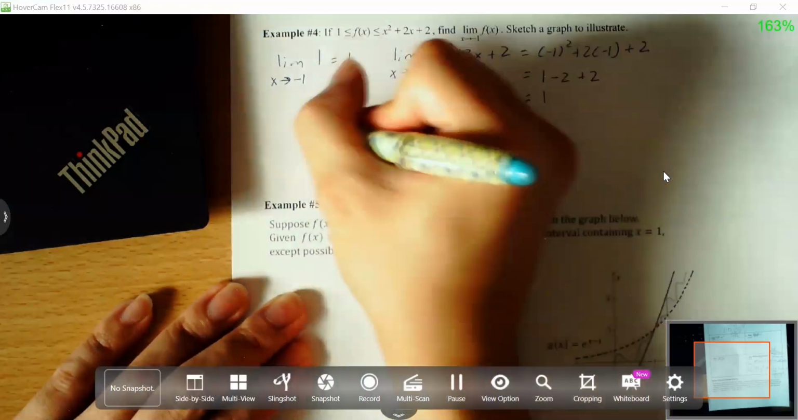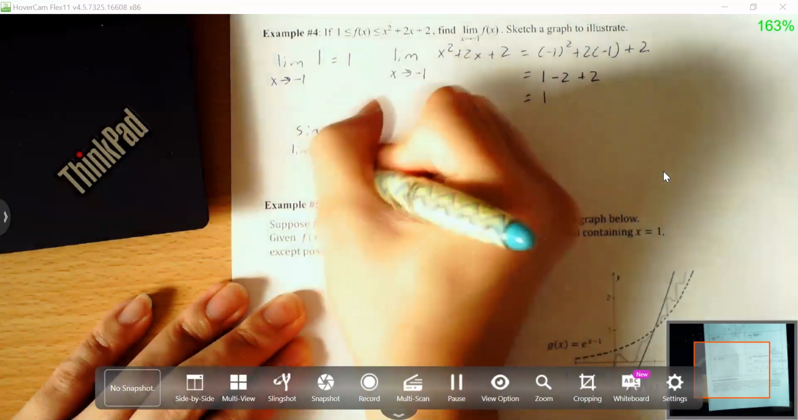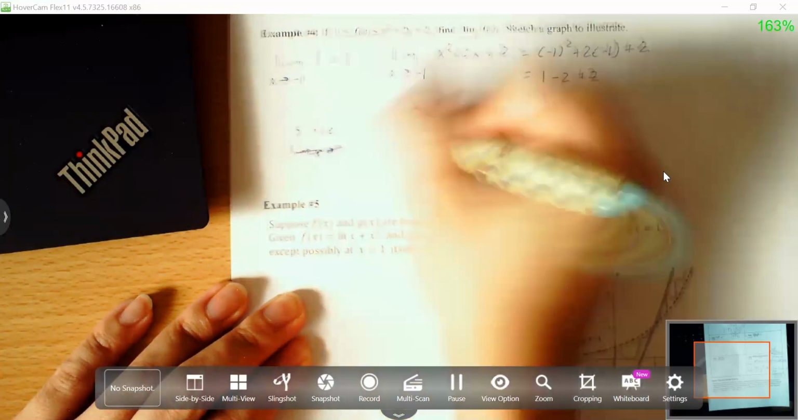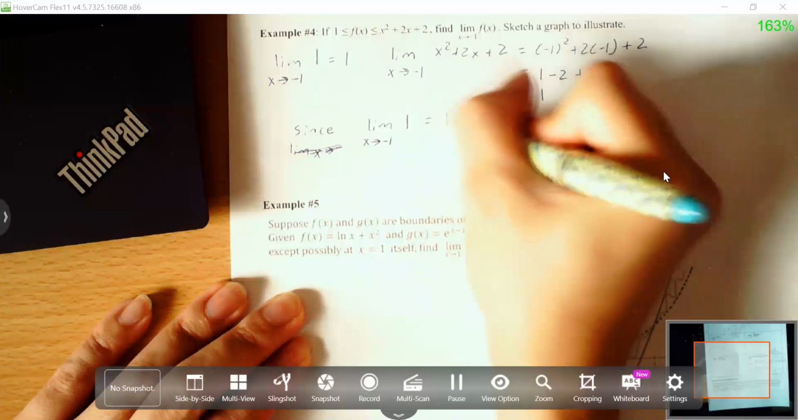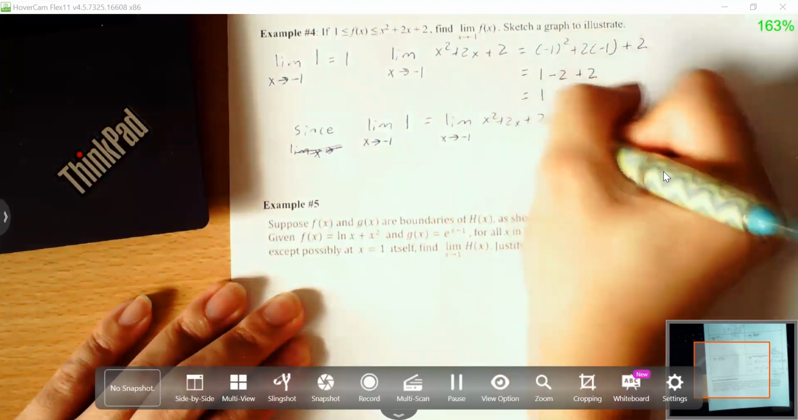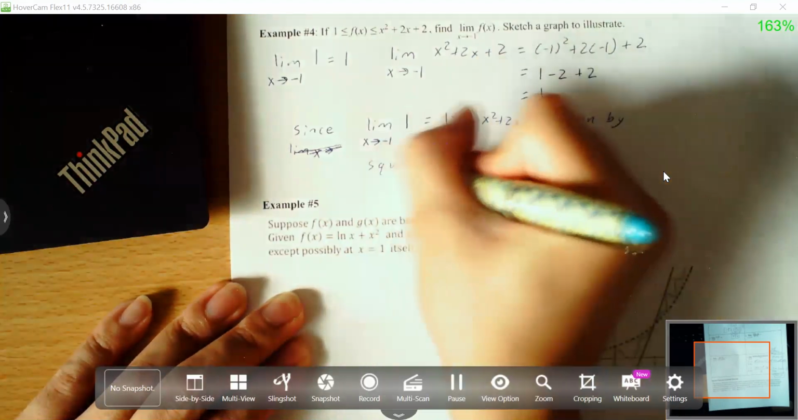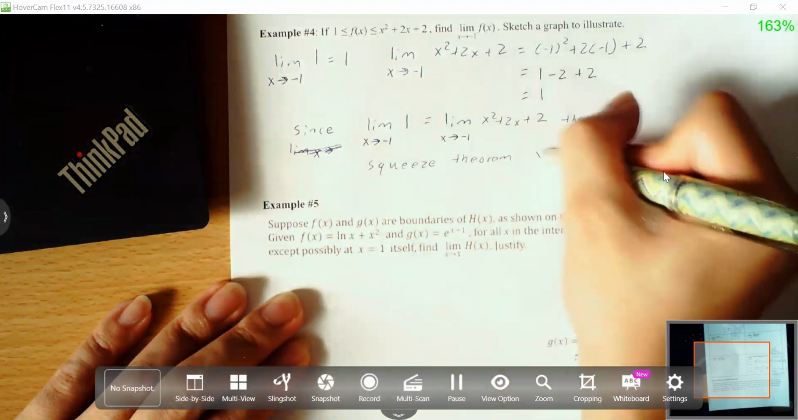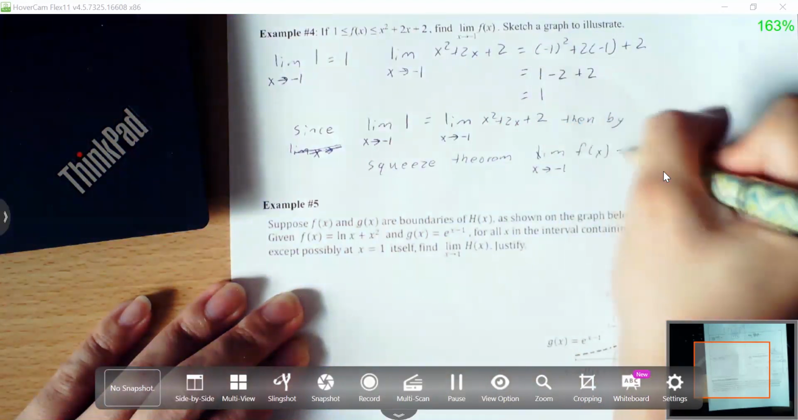So since the limit as x approaches -1 of 1 is equal to the limit as x approaches -1 of x squared plus 2x plus 2, then by the squeeze theorem, the limit as x approaches -1 of f of x is also equal to 1.